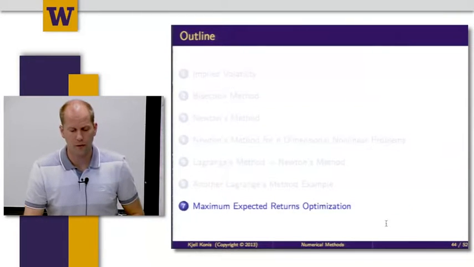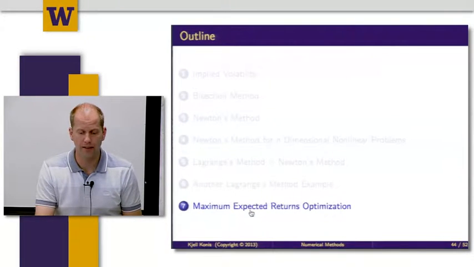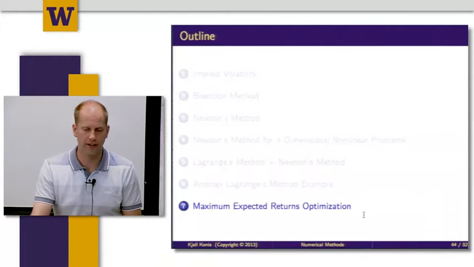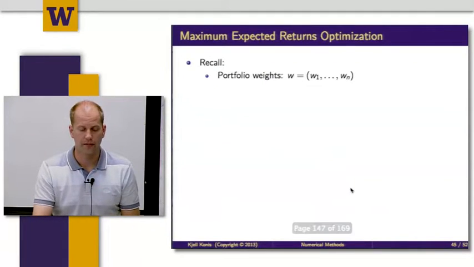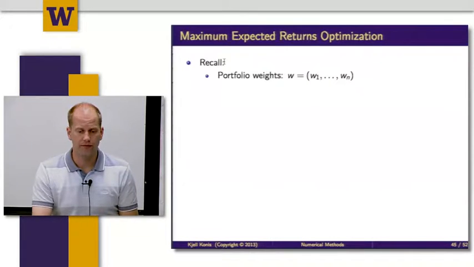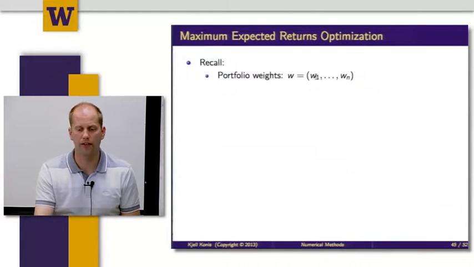Okay, so we'll do this one more time, looking at the maximum expected returns portfolio. Just a little bit of a reminder about the problem I'm trying to solve. I have a vector of portfolio weights, W, and I'm thinking of n assets in my portfolio. So W1 is the amount of my portfolio invested in asset 1, W2 is the amount invested in asset 2, and so on. There are n assets in the portfolio.